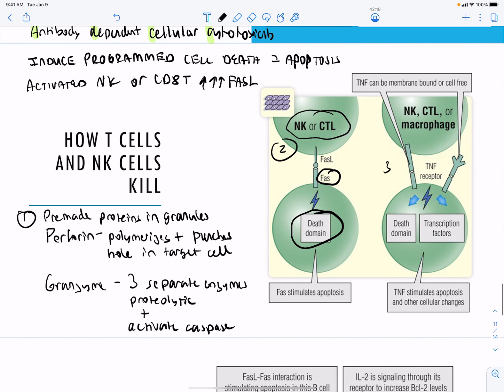And then the third way of killing is through TNF. So your natural killer cell, your CD8 T cell, or a macrophage will release TNF either free or membrane bound. It will bind to the TNF receptor that also has a death domain on the cytoplasmic tail, and this can lead to apoptosis or another change within the cell.